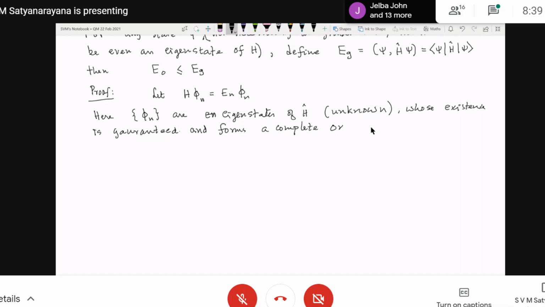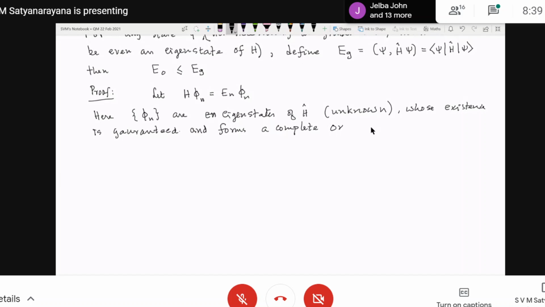So the sum over m comma n of Cm star Cn En delta mn. We have a double summation over m and n, but except for the m equal to n term, all other terms will be 0. So this double summation becomes a single summation, and wherever m is there we put n. That means I will have modulus Cn squared into En. So this is your Eg.